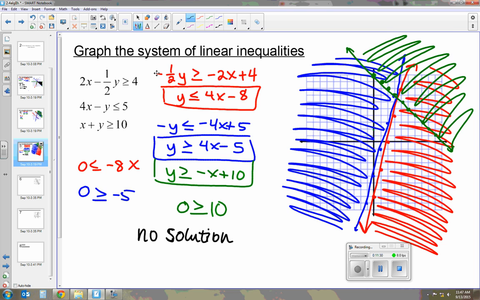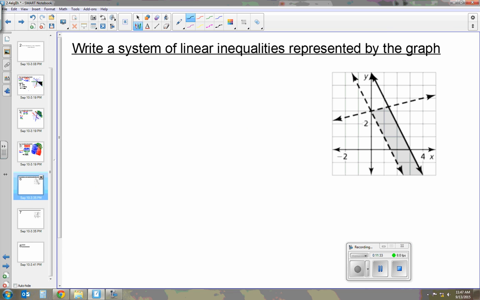Okay. Next up, we can actually move backwards. We can look at the graph and write equations from each of these. So I'm going to name these. Let's call this F, G, and H, so you know which ones I'm going to be writing the equation for.